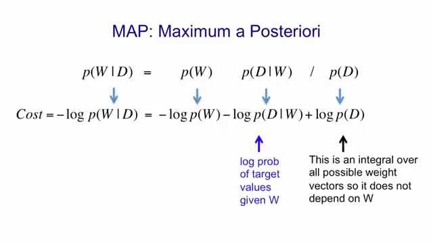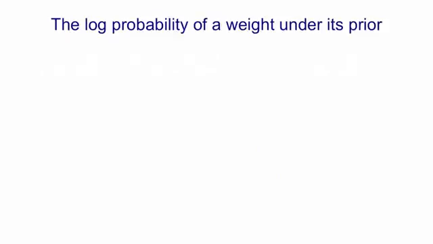The term that depends on the data is the negative log probability of the target values given W, and that's our normal error term. And then the term that only depends on W is the negative log probability of W under its prior. Maximizing the log probability of a weight is related to minimizing a squared distance, in just the same way as maximizing the log probability of producing the correct target value is related to minimizing a squared distance.